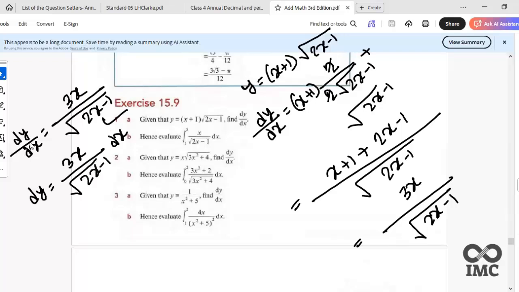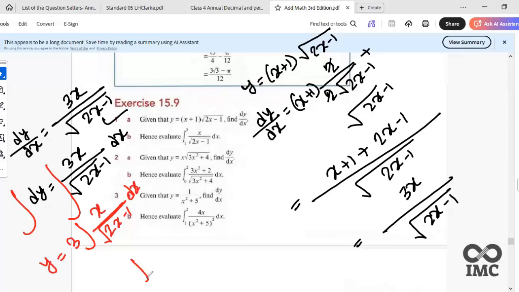Now integrate. So if we integrate, look, then we can easily say we have this part. Then we can say y equal to 3 integration of x by root over (2x minus 1) dx, or we can write integration from 1 to 5. We need to move 3 on this side. So we can say integration of x by root over (2x minus 1) dx equal to 1/3 y. Actually y, and the value is from 1 to 5.